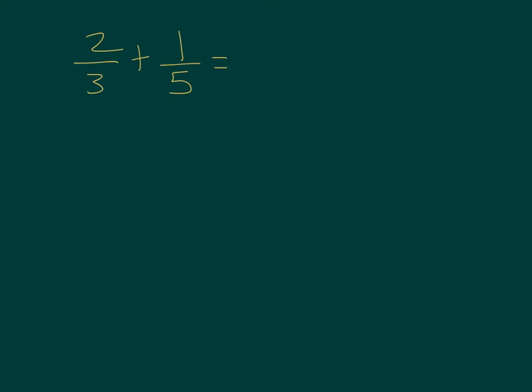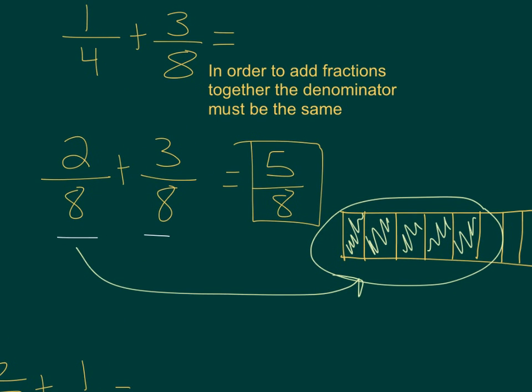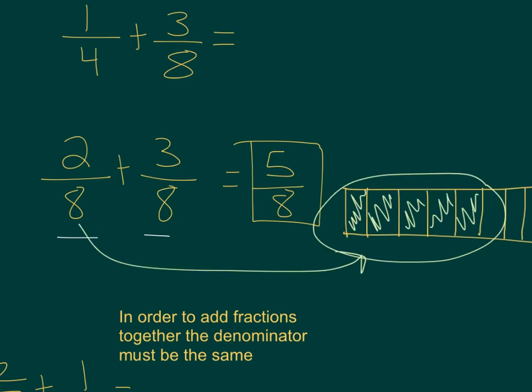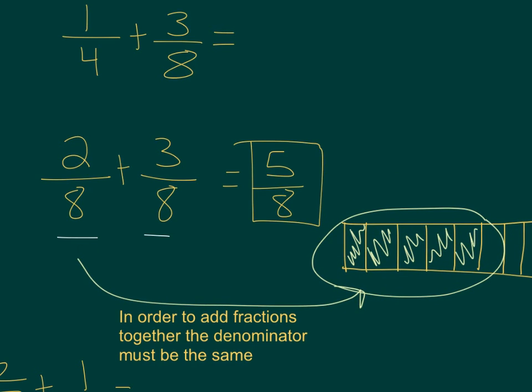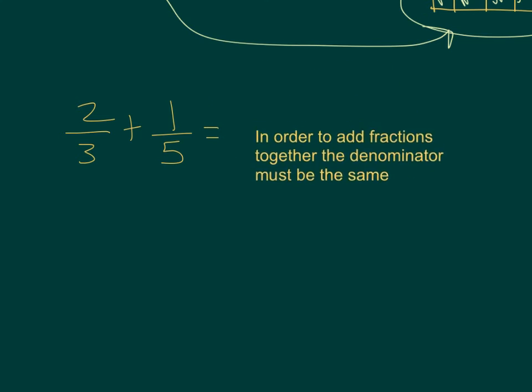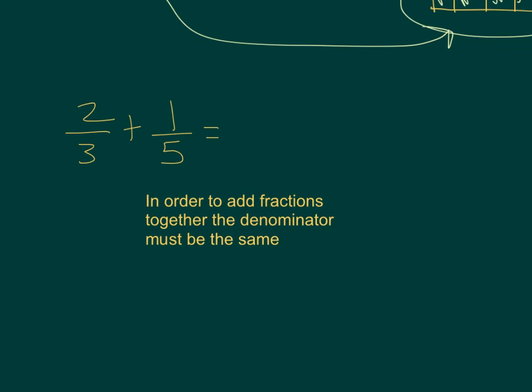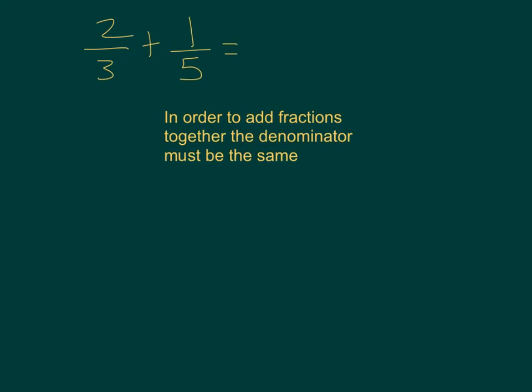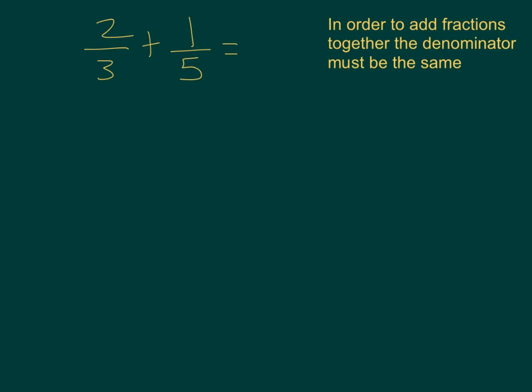So we need to take a look at this problem. We want to add these fractions together, and there's something that we should be thinking immediately, and it's all the way up here, so we can bring it down. To add fractions together, the denominator must be the same. So if I'm looking at this problem, are my denominators the same? No, they are not. So I need to find the least common multiple that these two numbers would share.